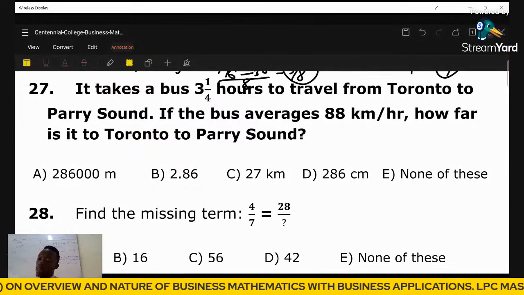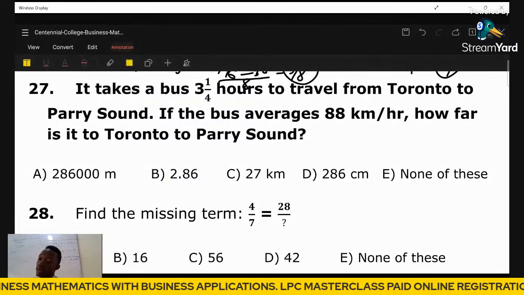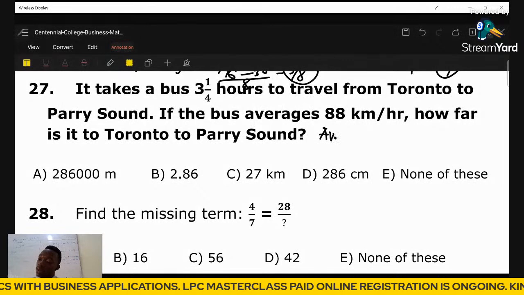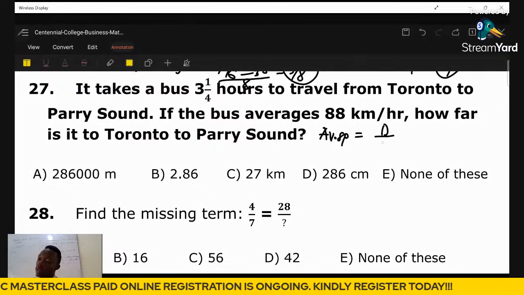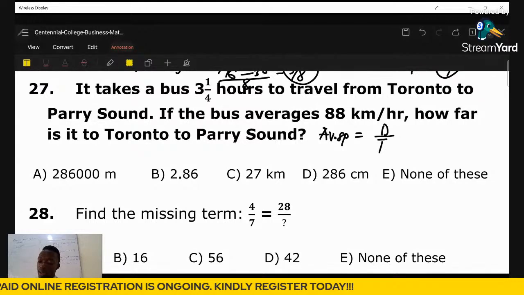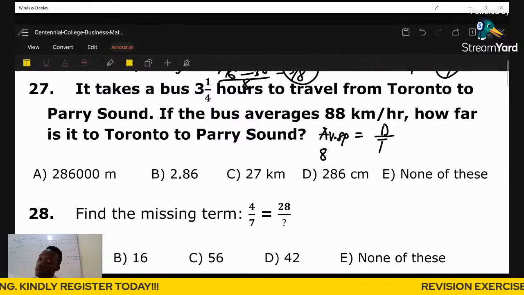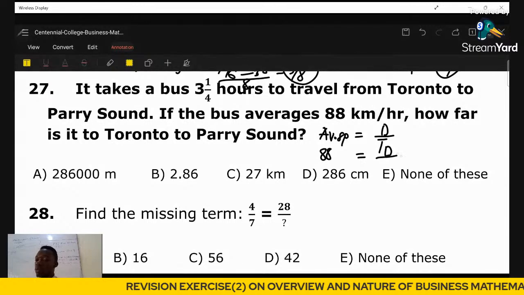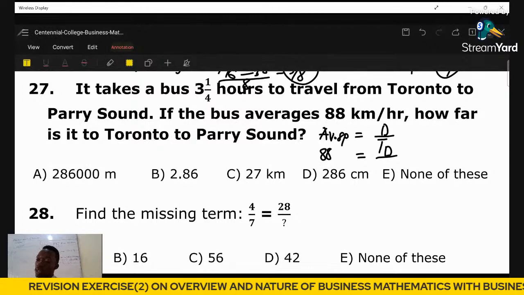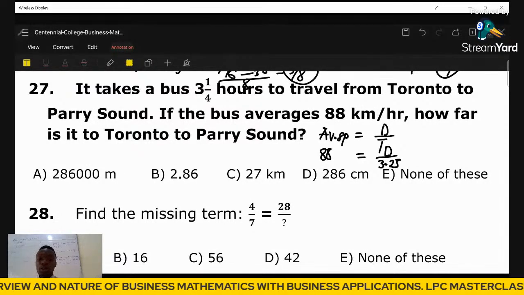To find the speed, average speed is equal to the distance over time. We know the average speed to be 88 kilometers per hour. The distance wasn't given, so we have D, but we know the time to be 3 whole number 1 over 4, which gives us 3.25, since 1 over 4 is the same as 0.25.